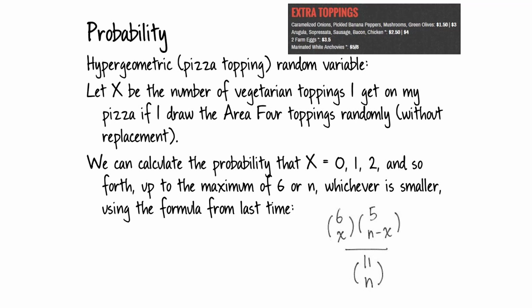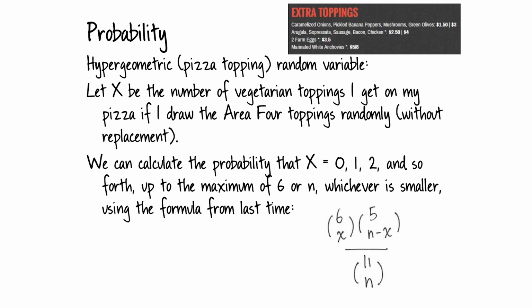So last time, we calculated the probability. I can't remember exactly which probability we calculated. The probability that I got one vegetarian topping when I drew two at random, when there were 6 non-vegetarian and 5 vegetarian, or something like that. Okay? So we calculated that probability. But what I want to do now is calculate those probabilities for all of the various possible values of x. Okay? So instead of just saying what's the probability that I get one vegetarian topping, I want to calculate the probability that I get 0, that I get 1, that I get 2, and so forth up to the maximum number of vegetarian toppings I can get.